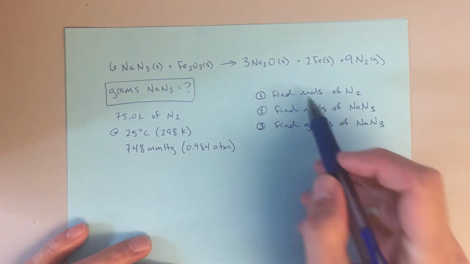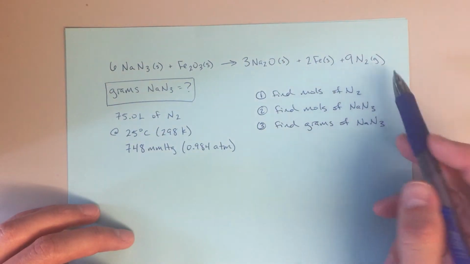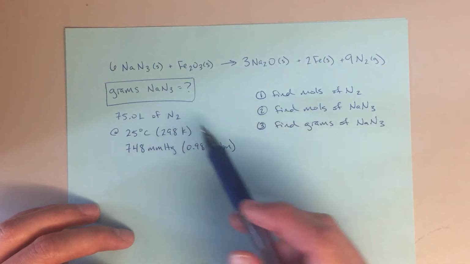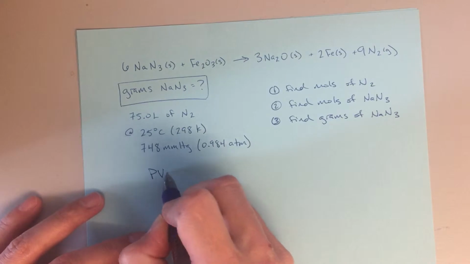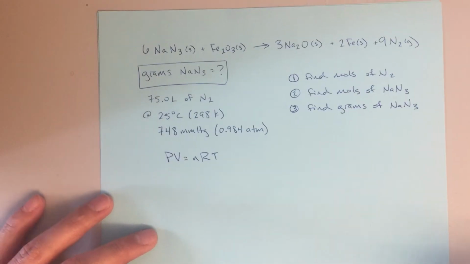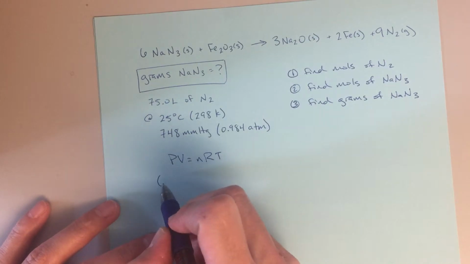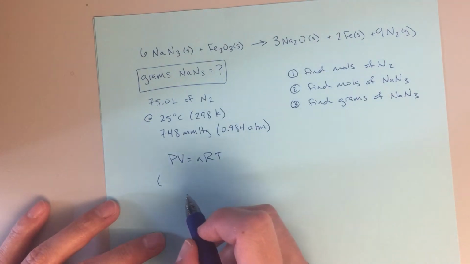So in order to find the number of moles of N2, well, I know that it's a gas, so N2 gas. I'm given a volume, a temperature, and a pressure. So in my mind, I'm thinking, well, I can probably apply PV equals nRT, the ideal gas law. And if I just plug in those pressures, temperatures, and volumes, I can solve for the number of moles.